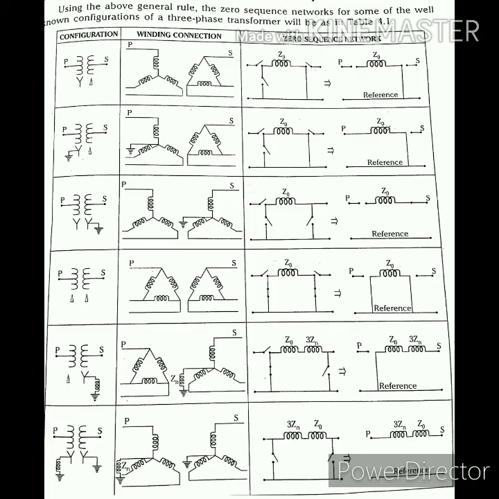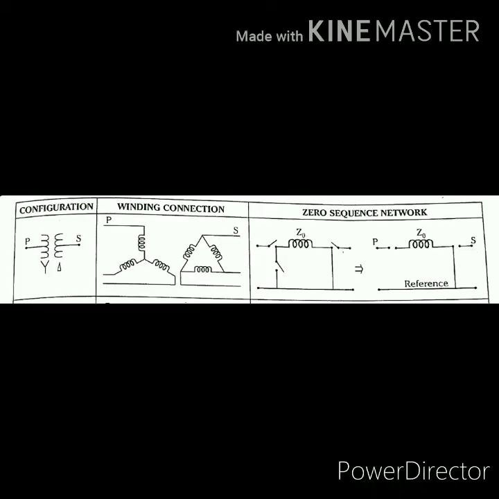You can see a table given here with configuration, winding connection and zero sequence network. This is very, very important. Almost in all question papers, this has come. So I will discuss only the first three. The next three you try to understand. For further doubts, you contact me. So see the first configuration. Primary side is star. So when they give star, just see if it is grounded or not. It is not grounded.